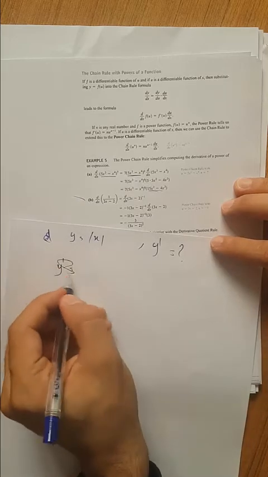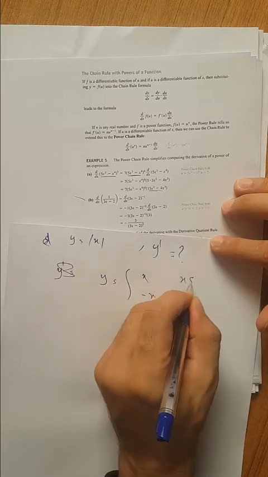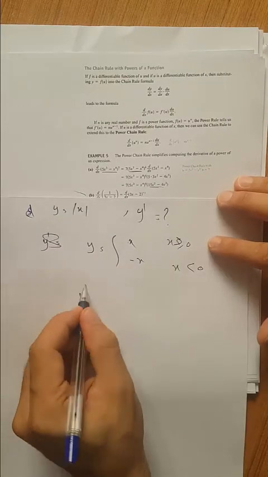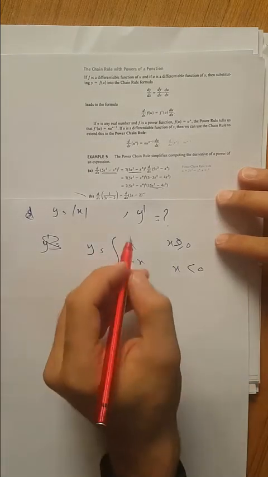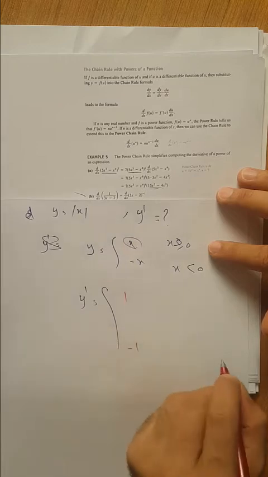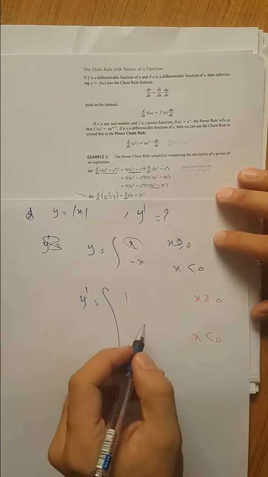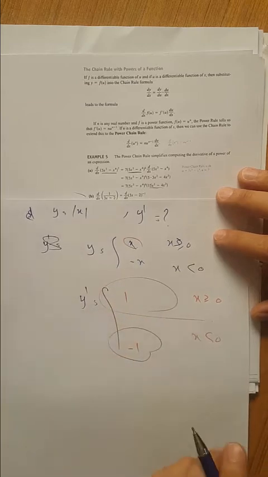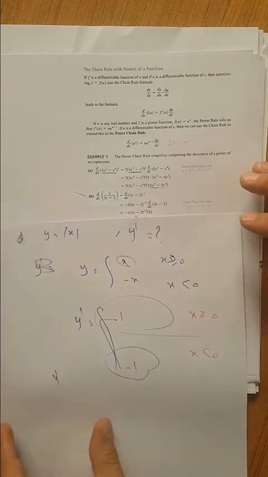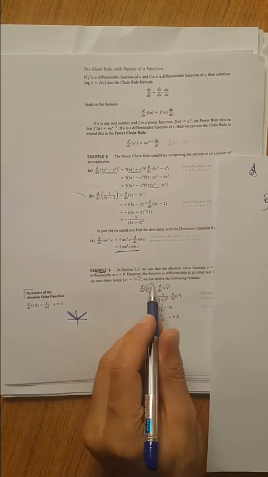Y is equal to x when x is greater than or equal to 0, and minus x when x is less than 0. So when you take the derivative of x, this part will be 1 and this part will be minus 1 at the same time. And you know that when you find the derivative, you should have one value. So you got two values. That's why we say the derivative does not exist at 0 especially. Okay, dear? That's all about the function.